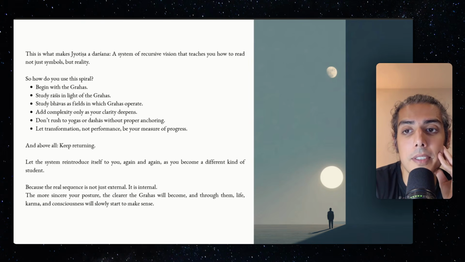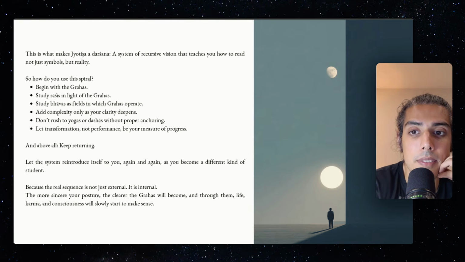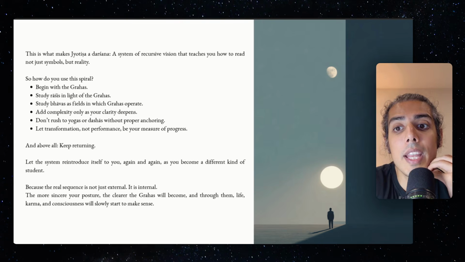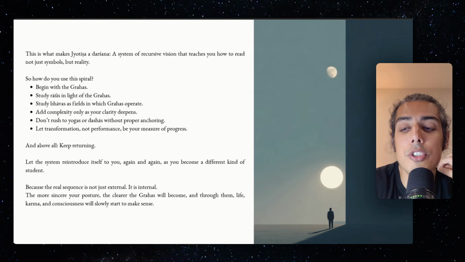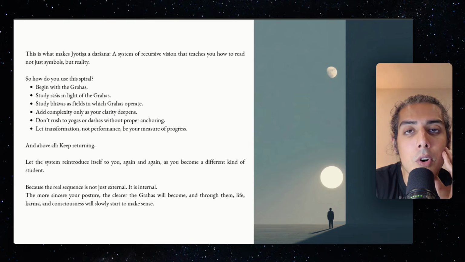So how do you use this spiral? Begin with the grahas, study rāśis in the light of the grahas, study bhāvas as the field in which grahas operate, add complexity only as your clarity deepens. Don't rush to yogas or dashas without proper anchoring. Let transformation and not performance be your measure of progress. When you transform, your performance will actually naturally improve. Above all, keep returning, keep revising, keep coming back to the subject. Let the system reintroduce itself to you again and again as you become a different kind of student.